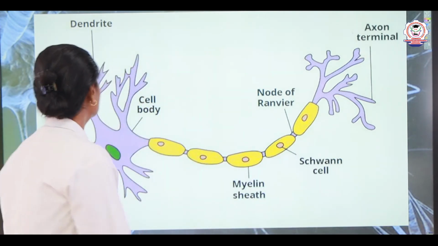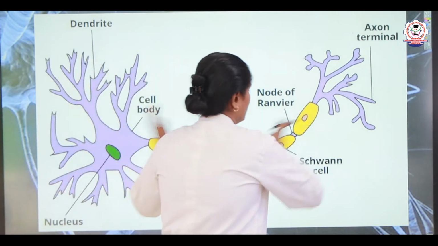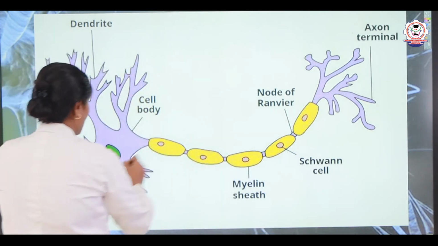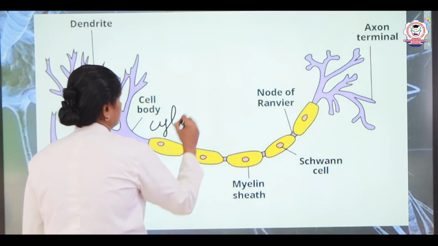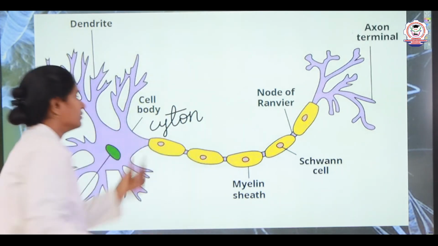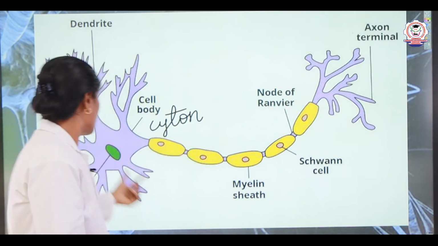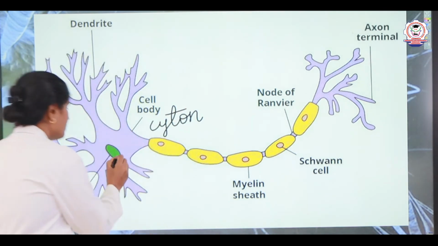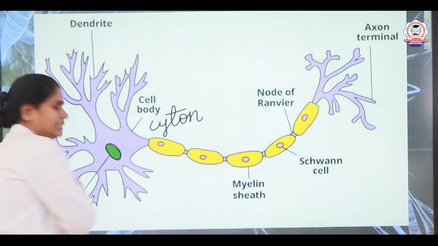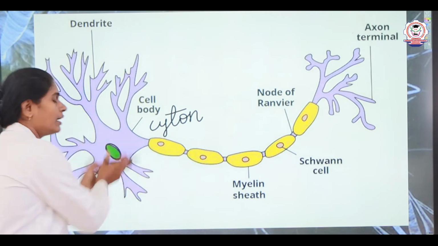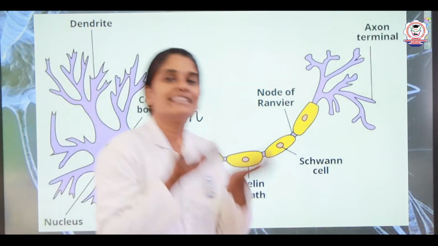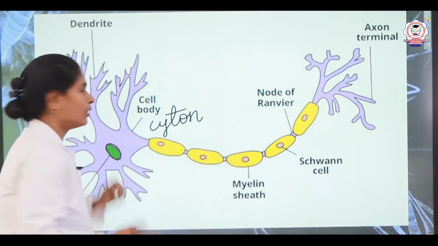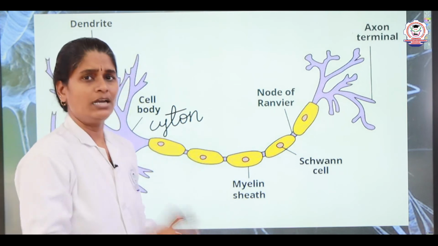Now this nerve cell is divided into three parts. What are they? This part is known as cyton, C-Y-T-O-N. Cyton is also called the cell body. The cyton will have a nucleus in the center and is surrounded by an abundant amount of cytoplasm, which is known as nucleoplasm. So this is one part of the nerve cell.